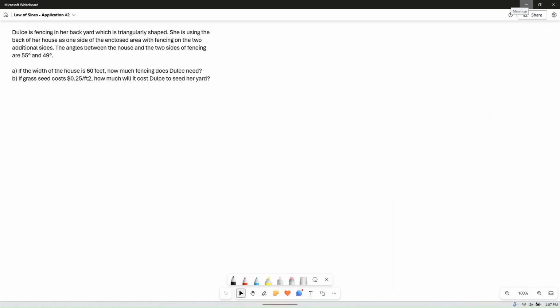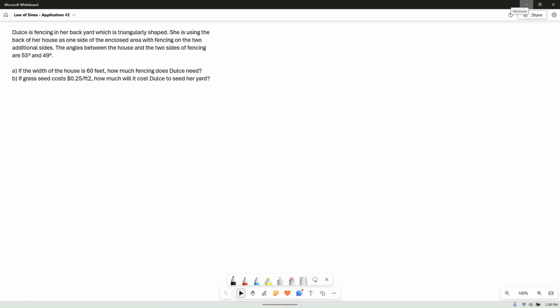And she knows that the angles between the house and those two sides, where the fencing is going to go, are 55 degrees and 49 degrees. Okay, so there are two parts to this question. The first part is, if the width of the house is 60 feet, how much fencing does Dulce need?